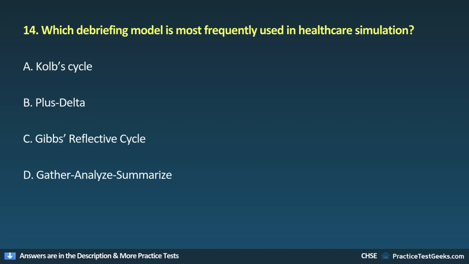14. Which debriefing model is most frequently used in healthcare simulation? A. Kolb's cycle. B. Plus delta. C. Gibbs' reflective cycle. D. Gather, analyze, summarize.